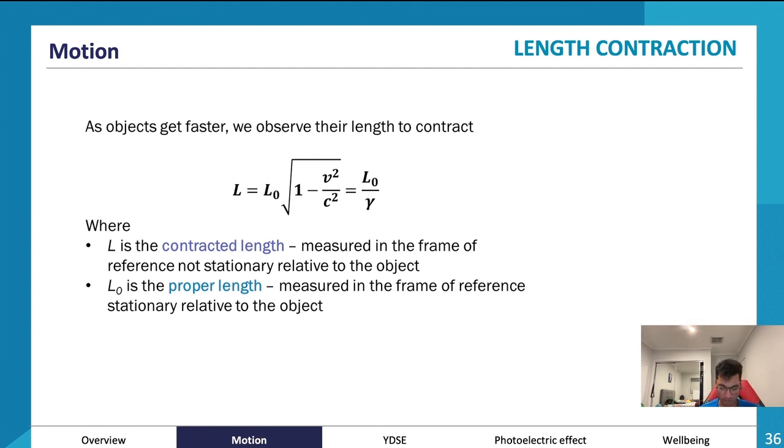So length contraction, same thing, but in the opposite direction. So length contraction is our proper length divided by our lambda. So in this case, our contracted length is always lower than the proper. And L0 is just our proper length, which is measured in the same reference frame as the object is. So the person who's at rest relative to the object is the person who has the proper length.